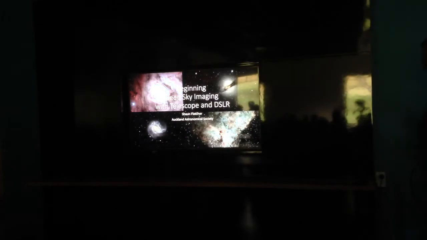Okay. Beginning deep sky imaging with a telescope and DSLR. What is the talk about? The talk is fundamentally about the real core of what we do with astrophotography. The real core of astrophotography is prime focus imaging with a tracking telescope and a camera, in this case a DSLR, with the camera at prime focus on the telescope.